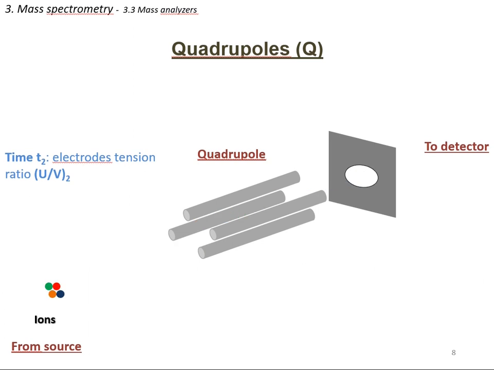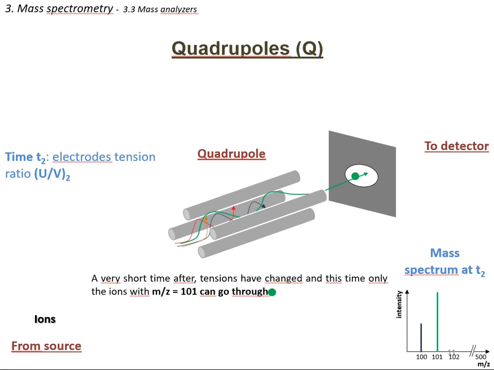Then a little while after, a few seconds or milliseconds after, at time t2, there is another tension that has been set up on the quadrupole, and then the same packs of ions are coming continuously from the source. Some of them will pass, others not. This time, the only one that can pass is 101. So this is a green ion here. And the mass spectrum is building itself like this over a few milliseconds, the time that the range of masses you wanted to explore has been scanned.